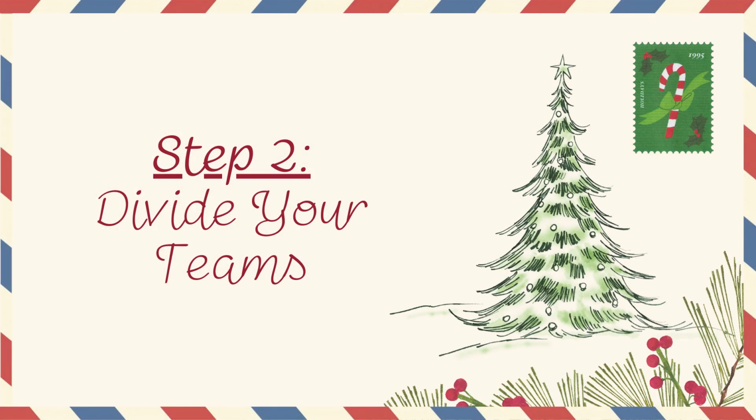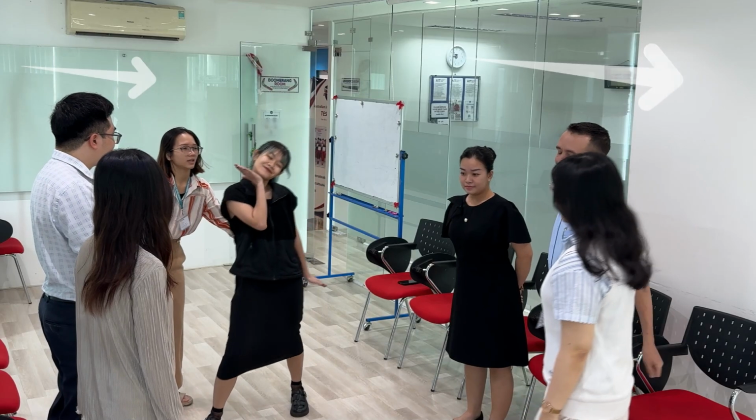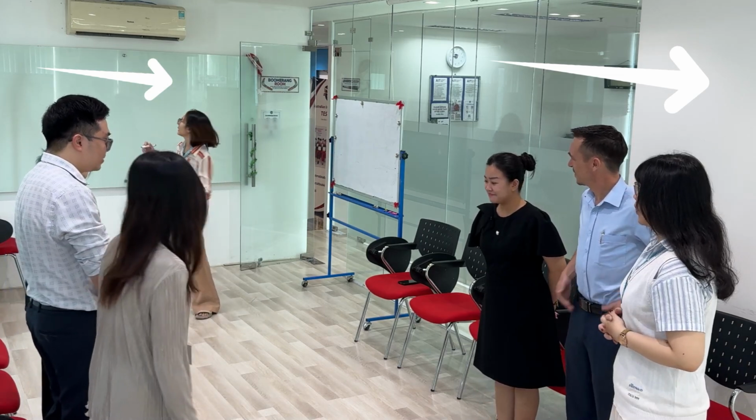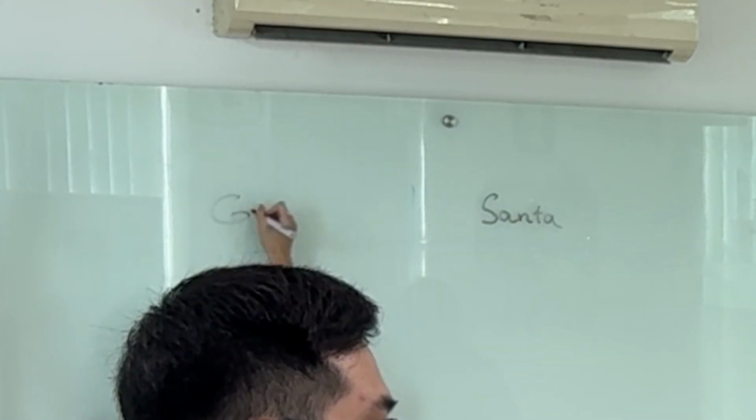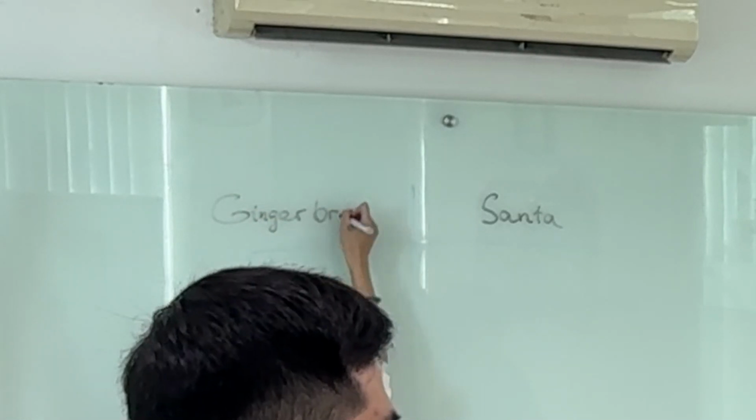Step 2. Divide your teams. Divide your class into 2 lines and give each student a festive team name. For example, Team Reindeer and Team Snowflake. Let the Christmas spirit shine through.